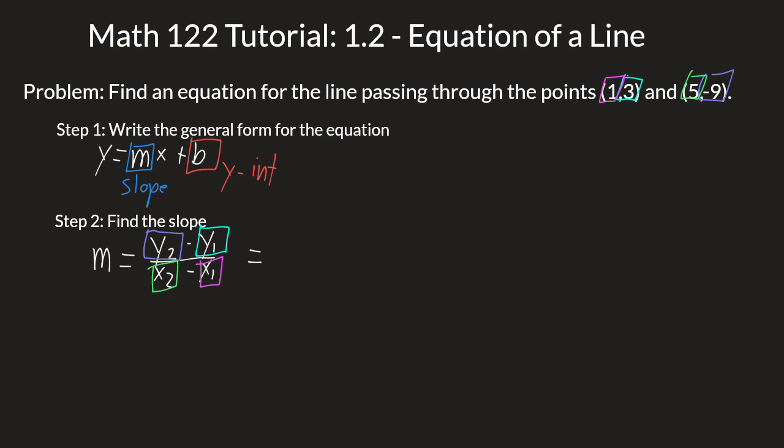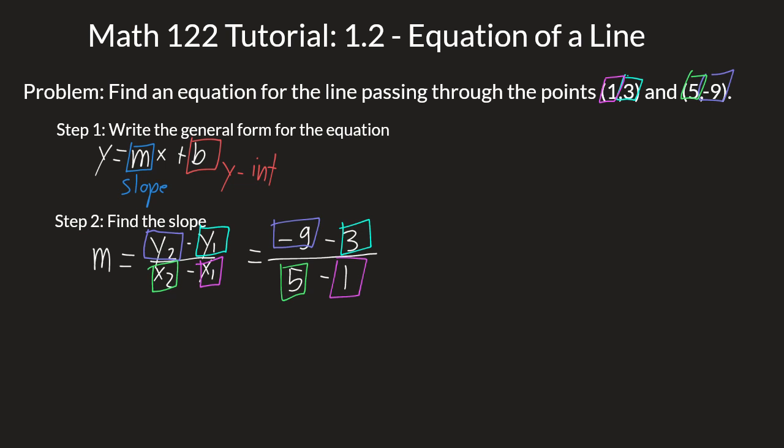So what do we get? We get negative 9 minus 3, divided by 5 minus 1, where again, negative 9 came from that color, 3 came from this color, and then the 5 over here, and of course, the 1 over here.